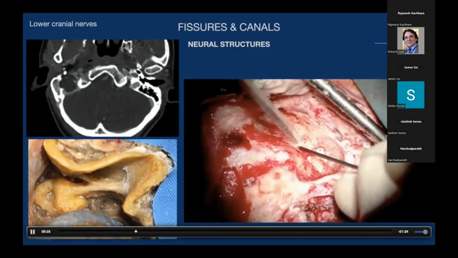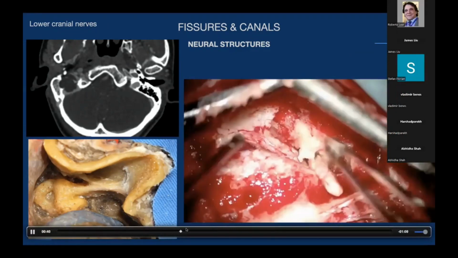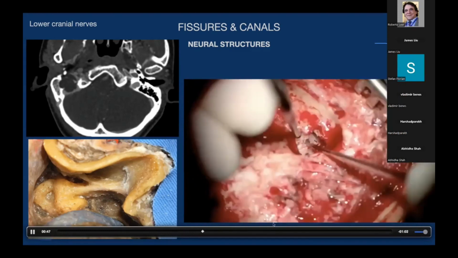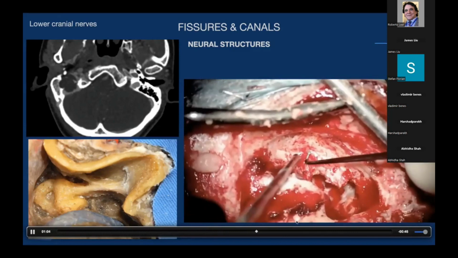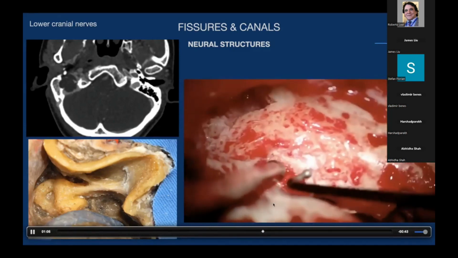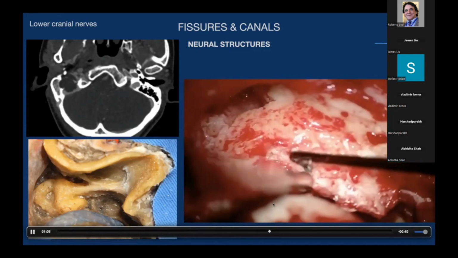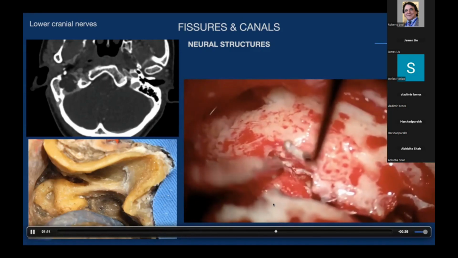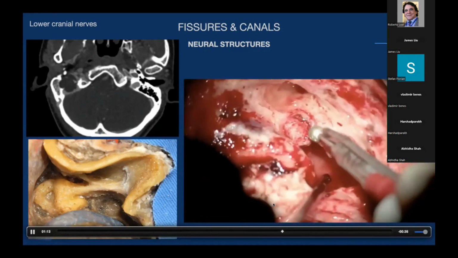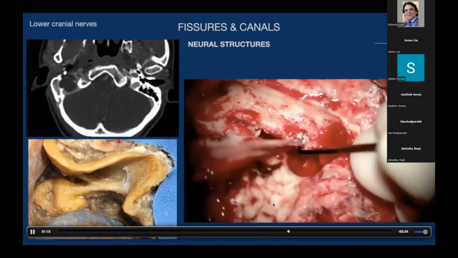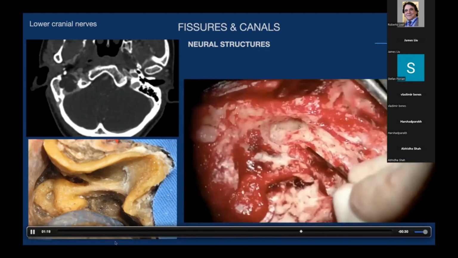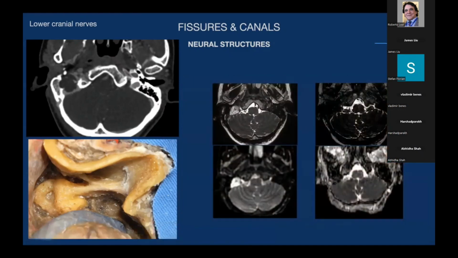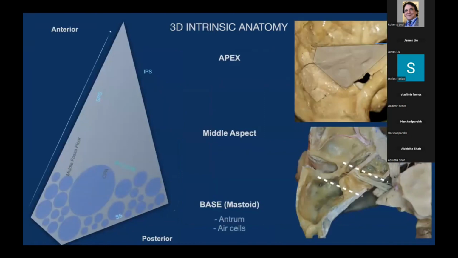So we are checking that with a monopolar probe, and as we go deeper and deeper, we will be more aware of the location of the lower cranial nerves in the lateral aspect of the jugular bulb. With these angled dissectors, which are connected to the neuromonitoring system, we can dissect, remove tumor, and at the same time identify the location of the mastoid segment of the facial nerve, which we can see nicely in this anatomical dissection.